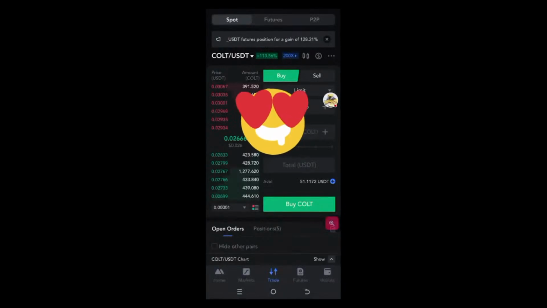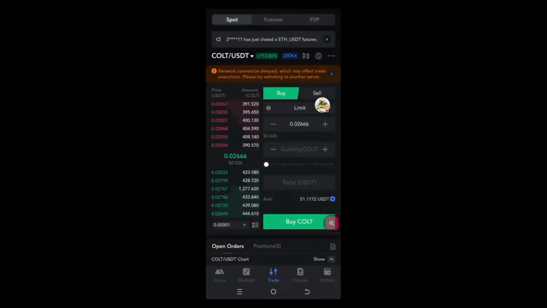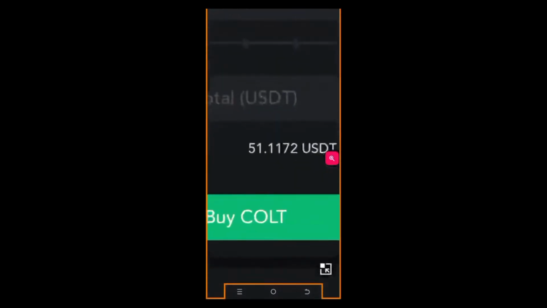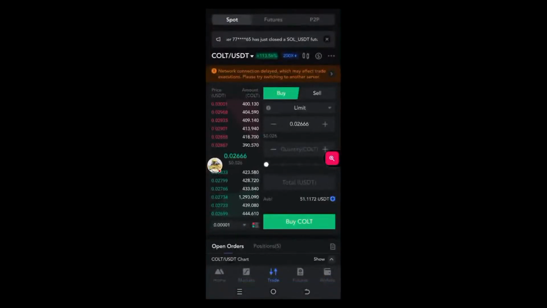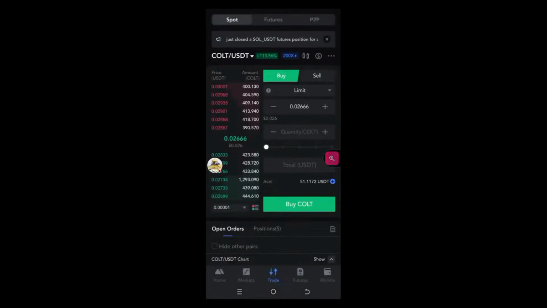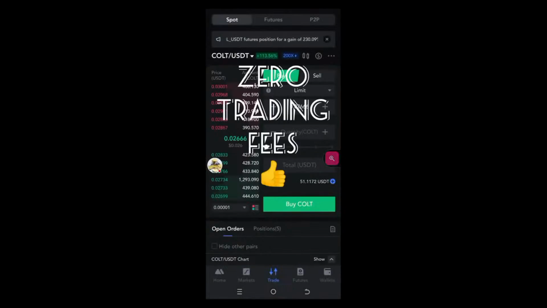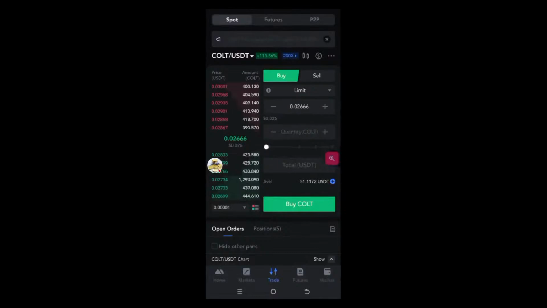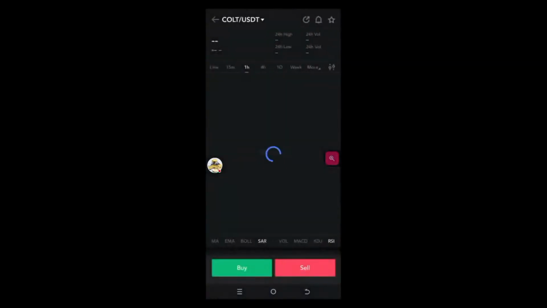Beautiful. Colt has sold. Beautiful. Can you see what we've made? I didn't even know. Look at it. We made $1.11. Beautiful. And you know the good thing about MEXC? There are no trading fees for now. Zero trading fees. You see, exactly what I set in there is what I have. And that's it. Let me check what's going on in the chart.